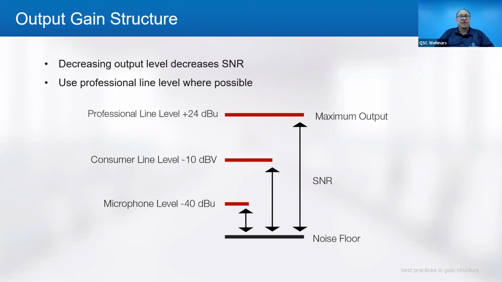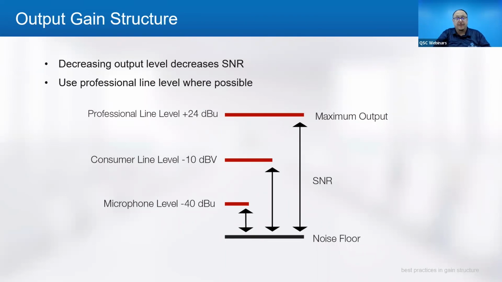Output gain structure. When decreasing the output level, you will actually decrease the signal to noise ratio, right? So if the noise floor of that output is here and I'm able to go out at full +24 dBu, I have the most signal to noise ratio that I have, the highest one. When I go down to a consumer line level, I have to bring that level down some. So now I have a lower signal to noise ratio.